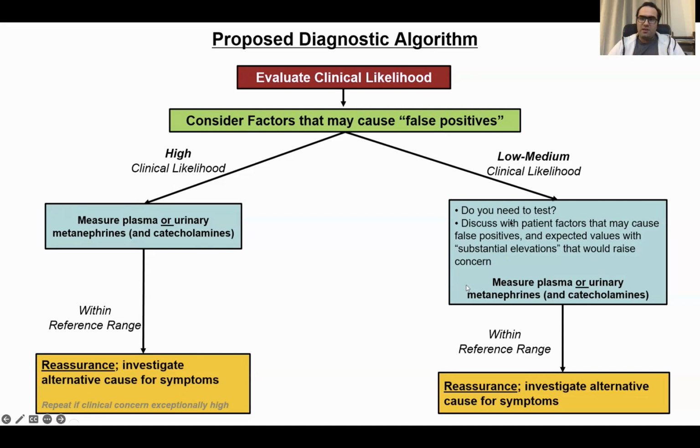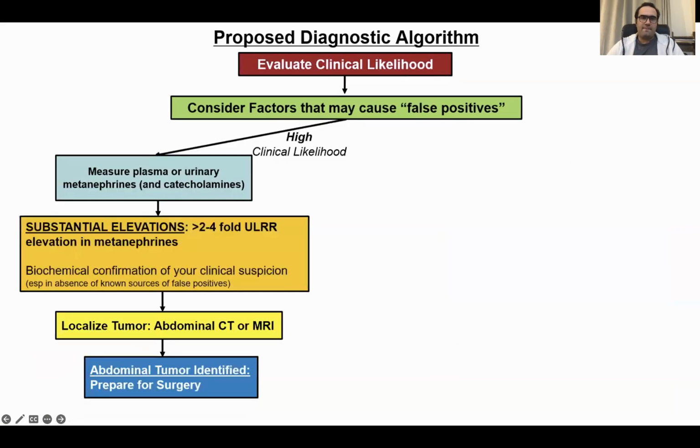So we should not do the test in people who have a low to medium clinical likelihood, but if we are doing it, then we should be expecting a very substantial elevation. So if it is within the reference range, you can reassure and investigate alternative causes.